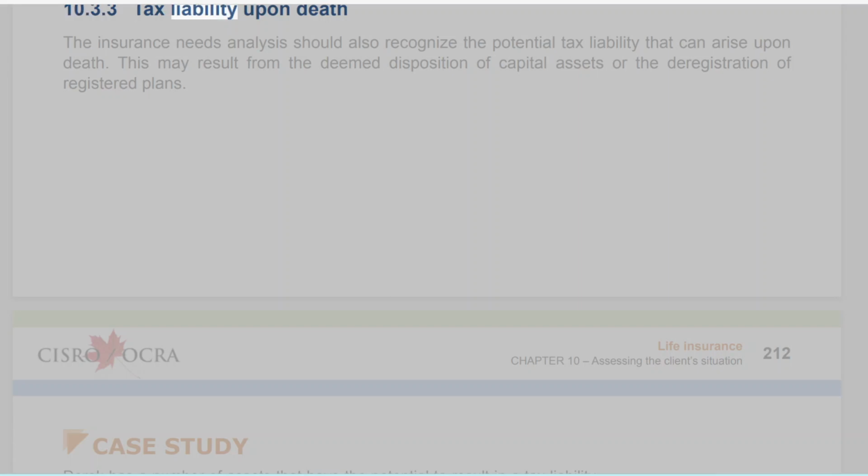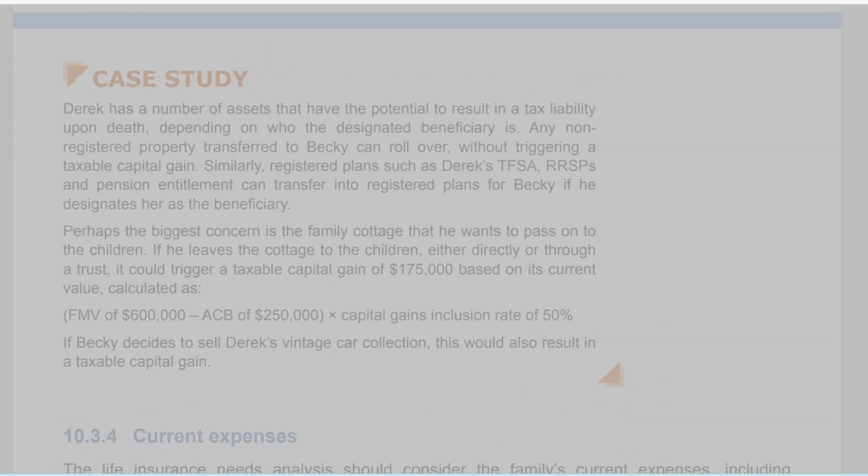10.3.3 Tax liability upon death. The insurance needs analysis should also recognize the potential tax liability that can arise upon death. This may result from the deemed disposition of capital assets or the deregistration of registered plans. Derek has a number of assets that have the potential to result in a tax liability upon death, depending on who the designated beneficiary is.